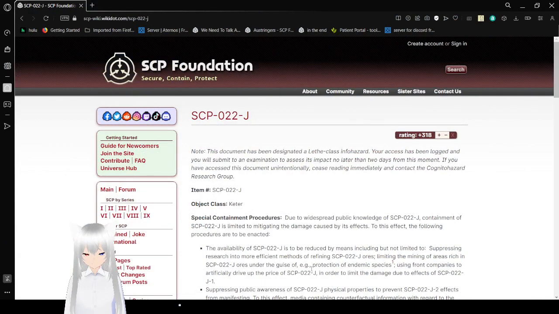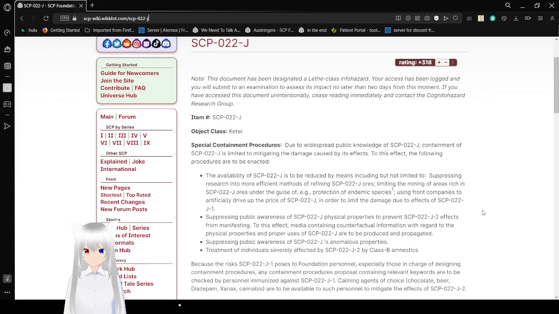It's also known as memetic metal. Now, this document has been designated an Elite Class info hazard. Your access has been logged, and you will submit to an examination to assess its impact no later than 2 days from this moment. If you have accessed this document unintentionally, cease reading immediately and contact the Cognitive Hazard Research Group.